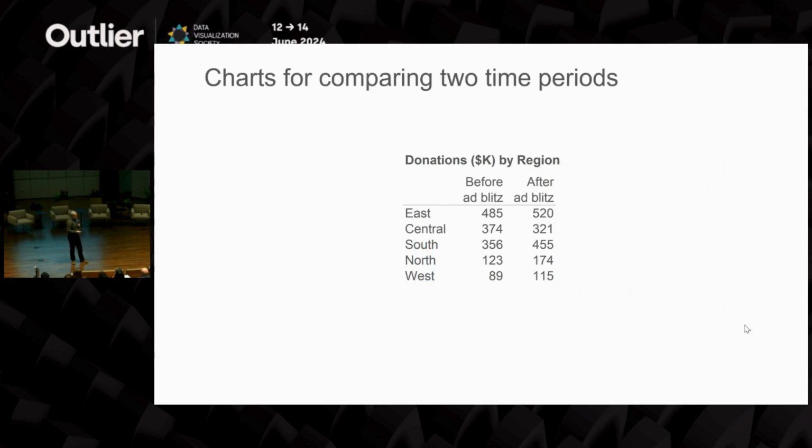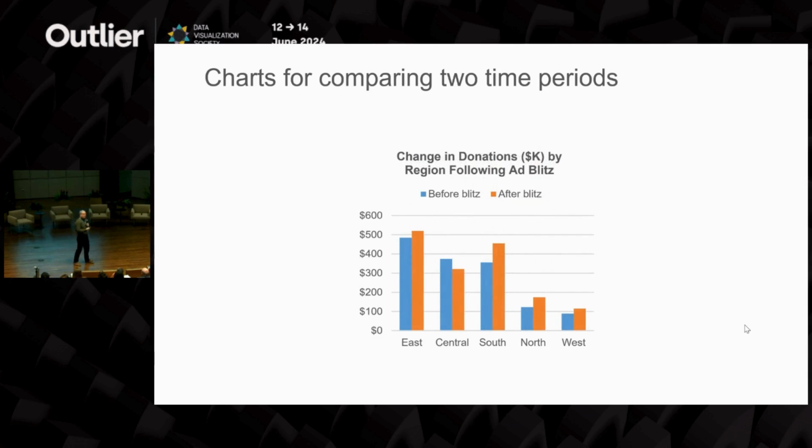Or what about this situation? So here, once again, we're a charity. We've just run a big advertising blitz, and we want to compare our donations in the 5 regions in which we operate before the big ad blitz and then after the big ad blitz. Probably the most common way that I'll see data like this represented is as a clustered bar chart, but I'm not really a fan, right?